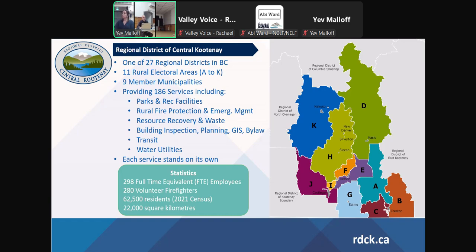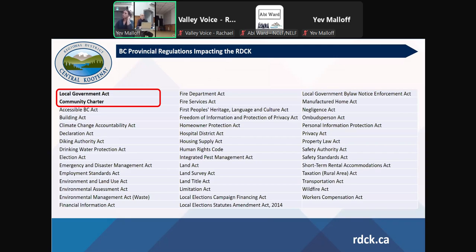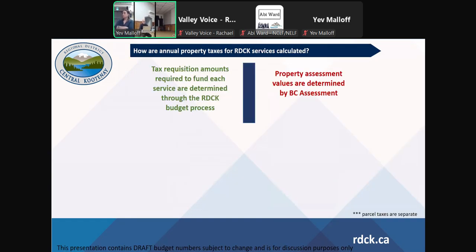The reason it's set up this way is most services have a different set of tax ratepayers. So for instance, a water utility in Preston has a completely different set of ratepayers than a museum contribution service in Area K. Just some of the provincial regulations impacting the regional district, but the two main ones are the Local Government Act and Community Charter, which basically regulate local government, municipalities and RDs in British Columbia.